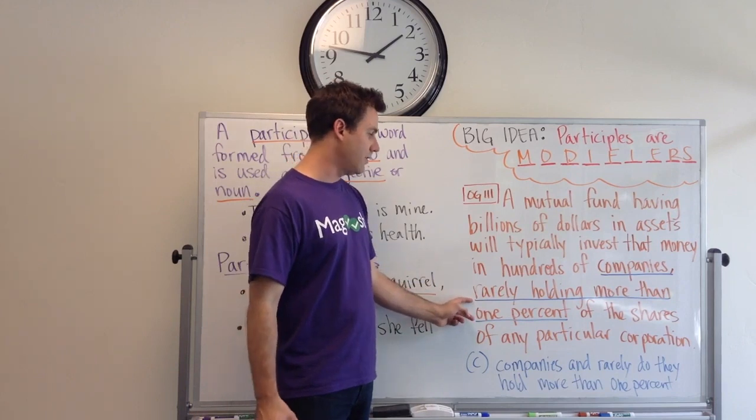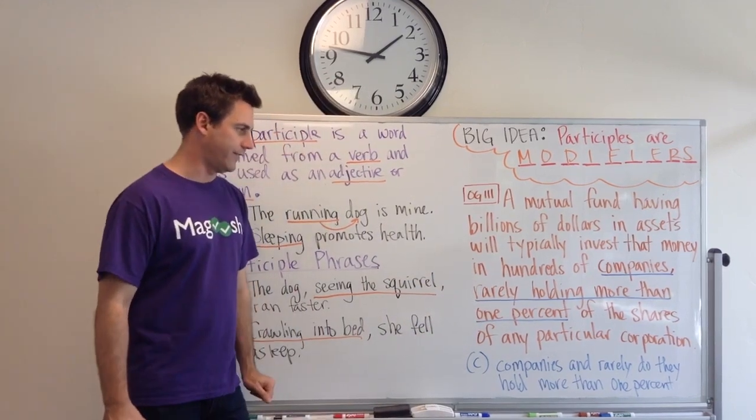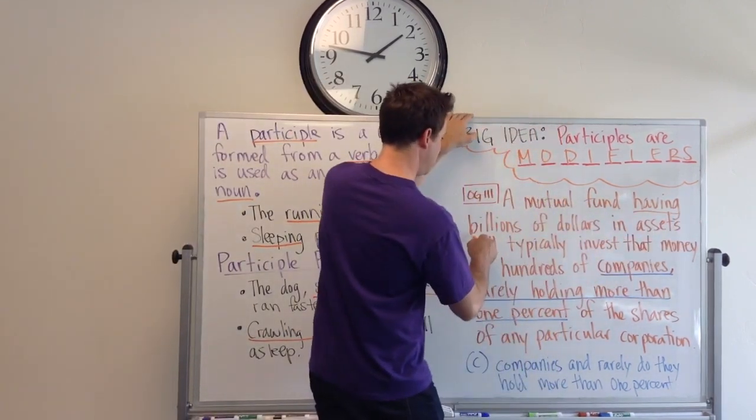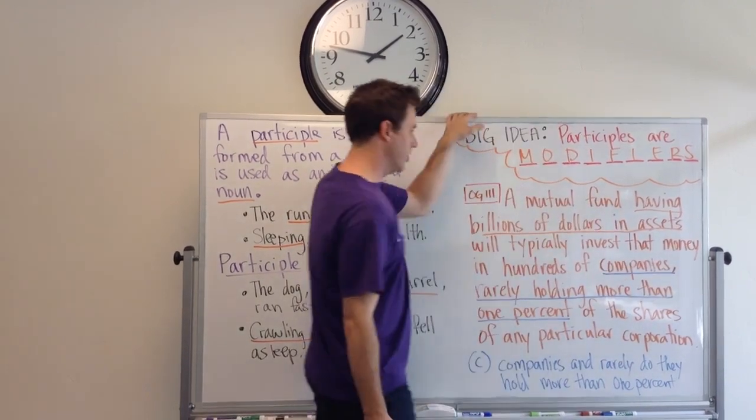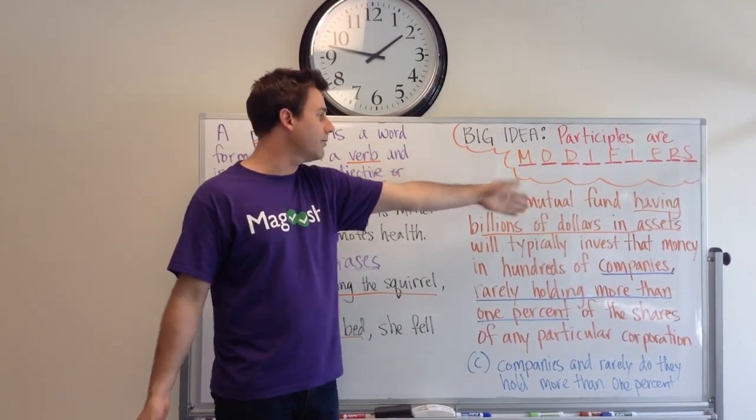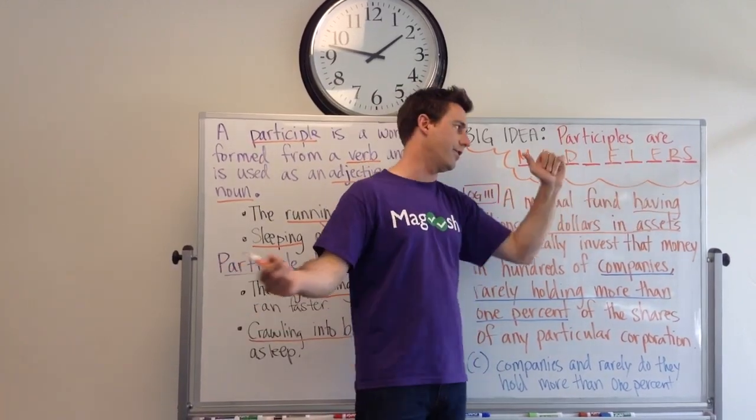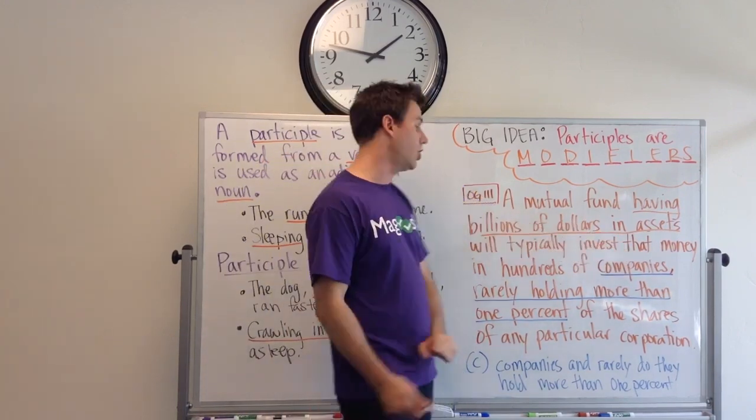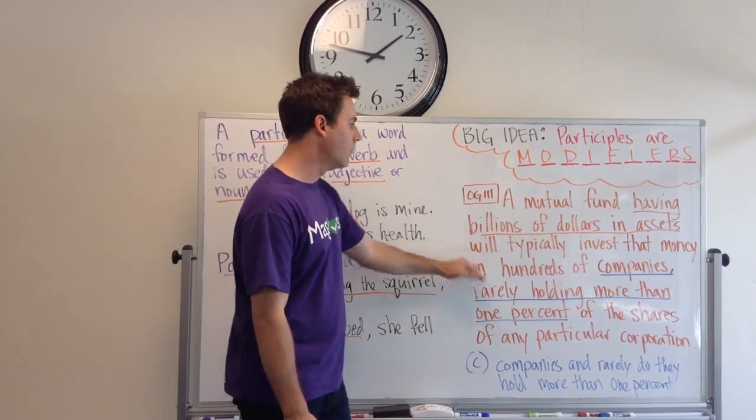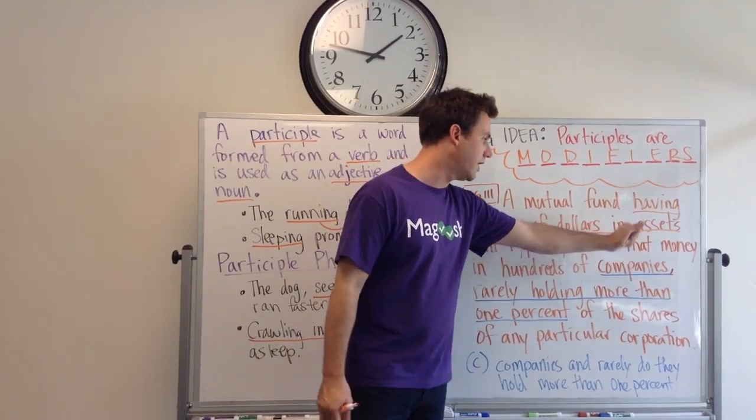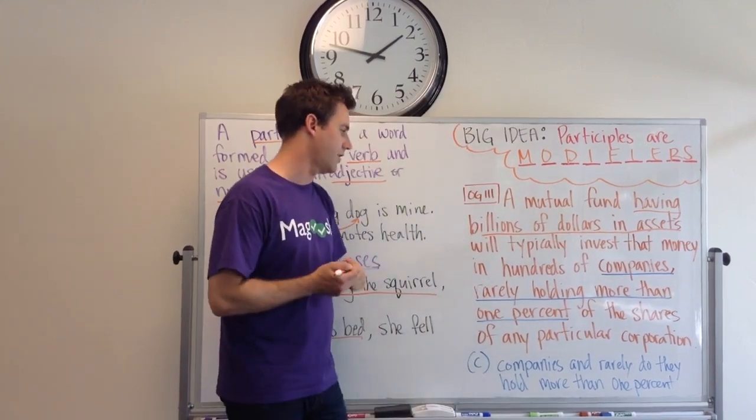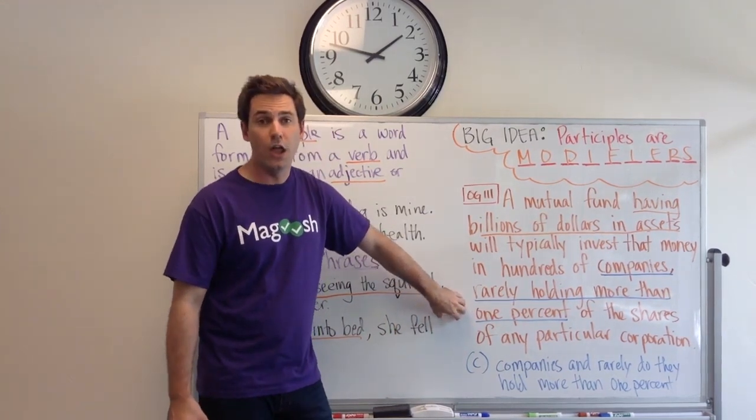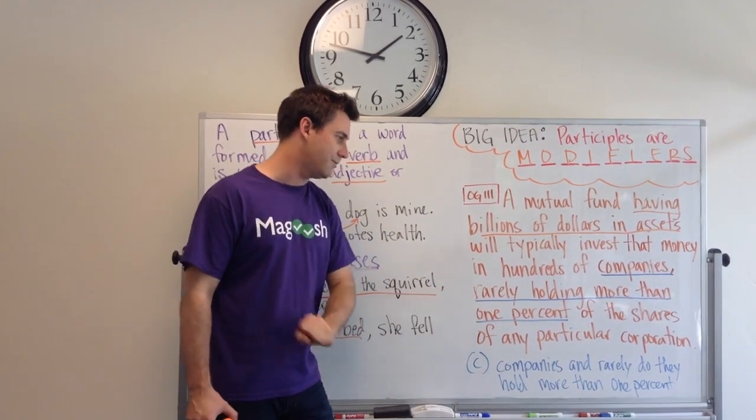We do have an adverb here, but that's describing the participle. But we also have another participle up here too, having billions of dollars in assets. You would think having is the main verb. You're like, mutual fund, having. Oh, there we go. But actually, you need to cut that out and see that it's will typically invest. That's the main verb of this sentence. So it's really a mutual fund will invest. And then we have the predicate here, that money in hundreds of companies. And so this participle phrase needs to refer to the mutual fund. It needs to be the predicate of the mutual fund.